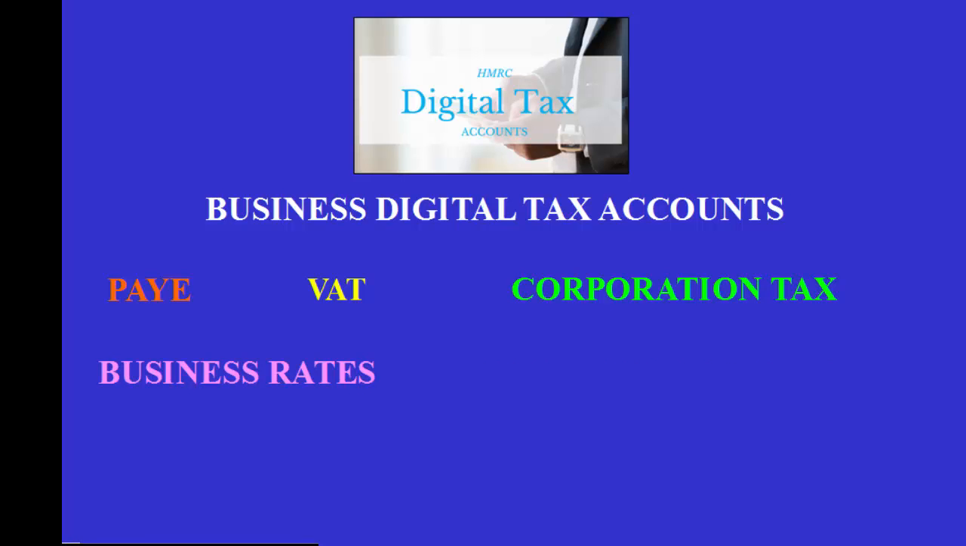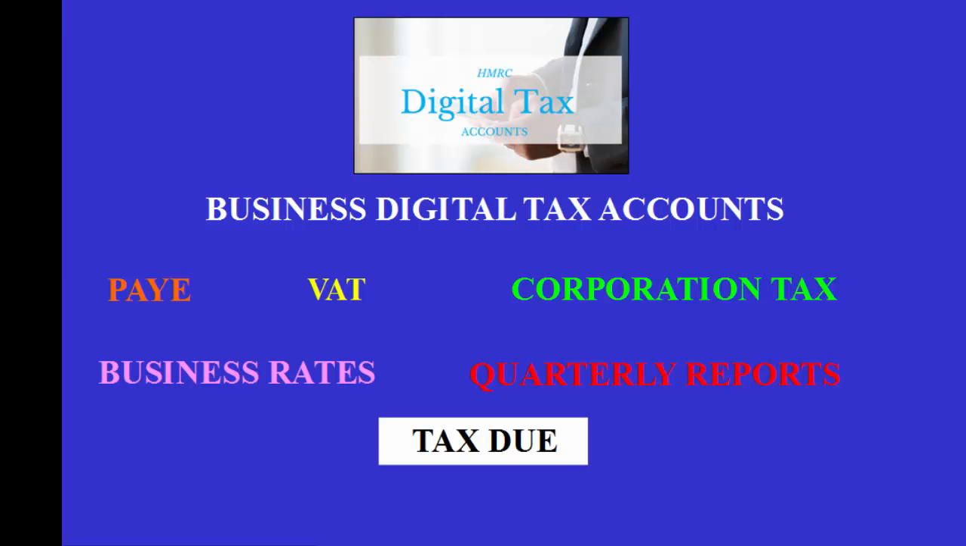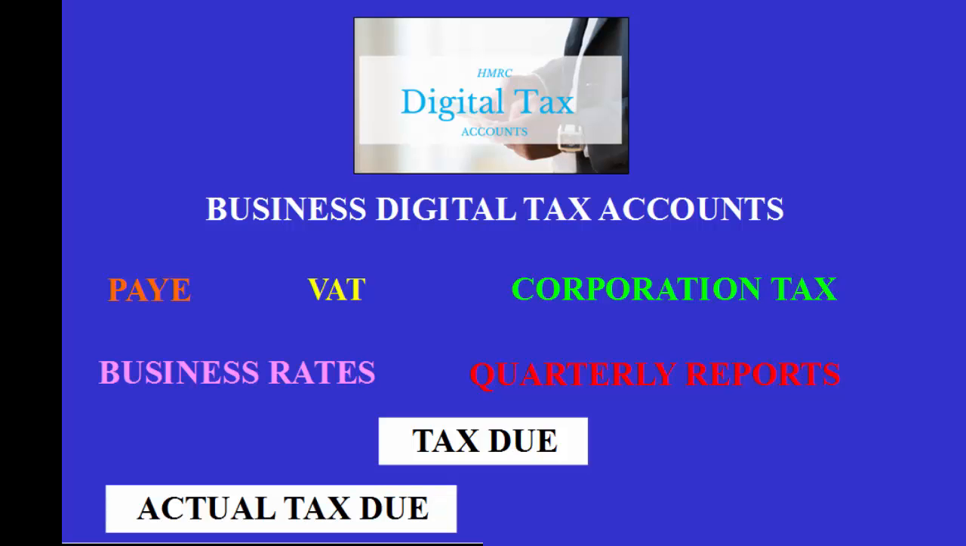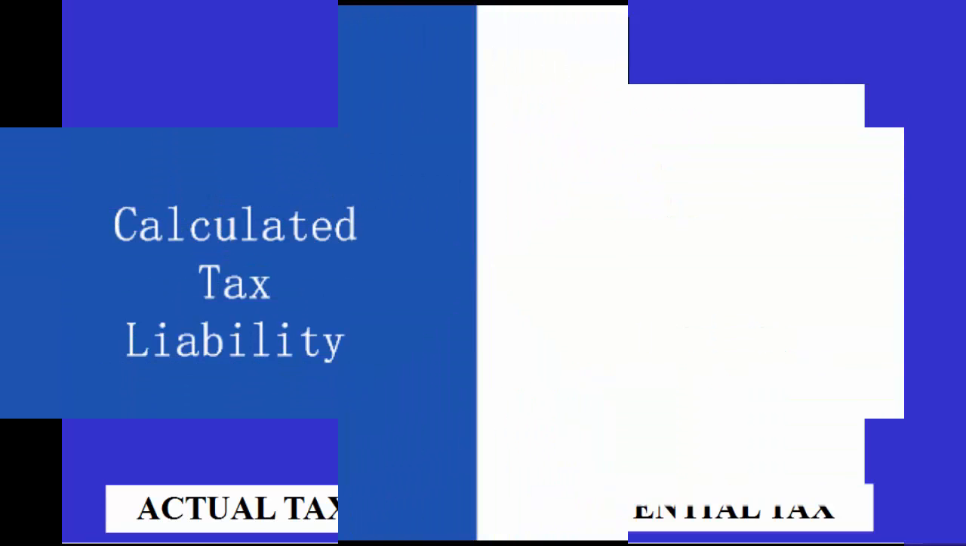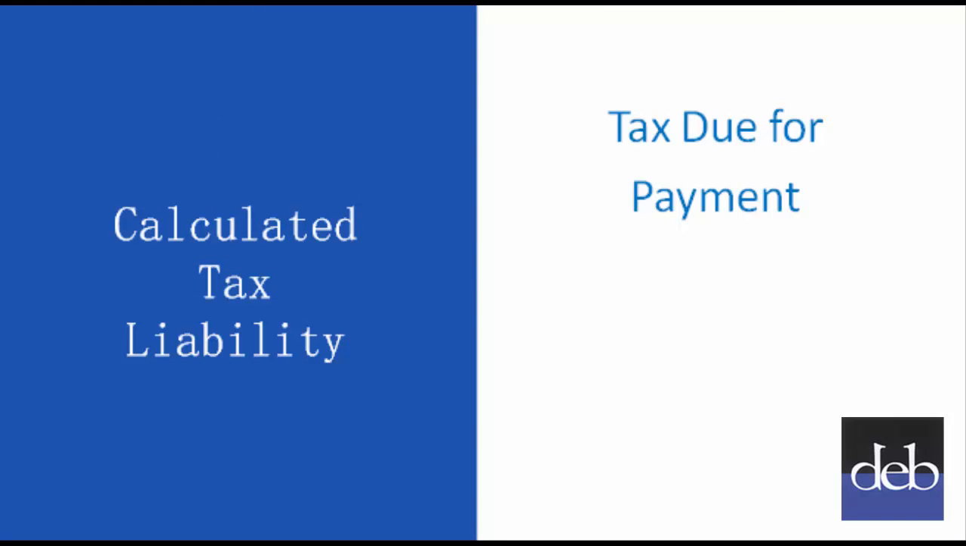Due to the submission of the quarterly information, the tax due amount can be calculated but will consist, on the one hand, of actual tax that is due and payable, and potential tax. The amount calculated will include tax which may already be due for payment and tax which may, under current rules, not be payable until many months in the future.